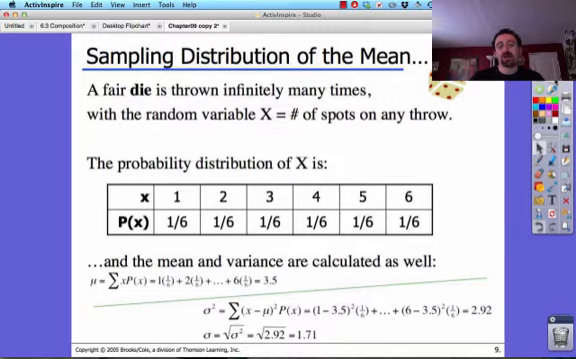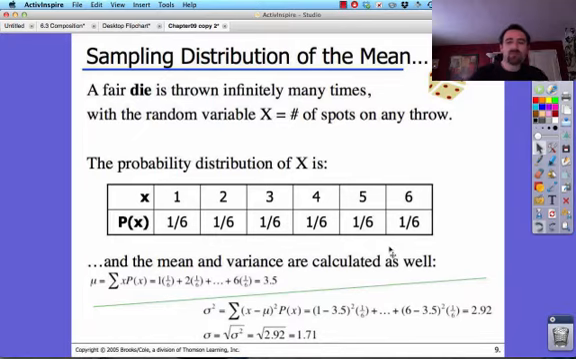We are rolling a fair die, and a fair die is simply one where each probability is equal. And the random variable is the number of spots on any throw. Right now it sounds like a binomial. It's not going to be a binomial at the end of the day, but you'll see. So the probability distribution for getting a particular value is 1/6 all the way around.